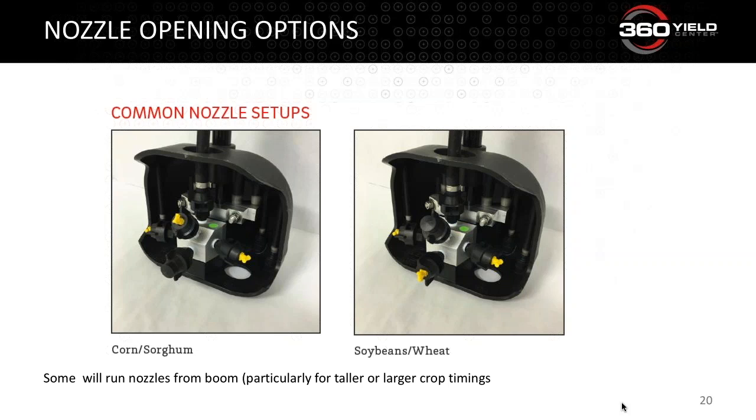Same thing in soybeans. I tend to run it either mid to high canopy, depends on the size, depends on what I'm going after. Am I going after spider mites? Am I trying to get disease protection with an Endura type product for white mold, whatever that might be.